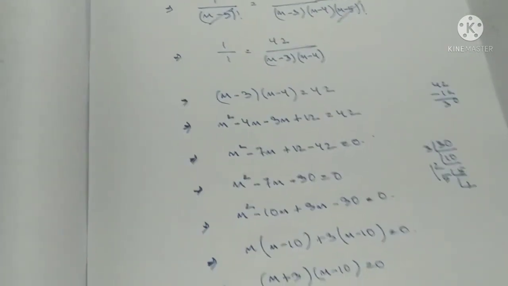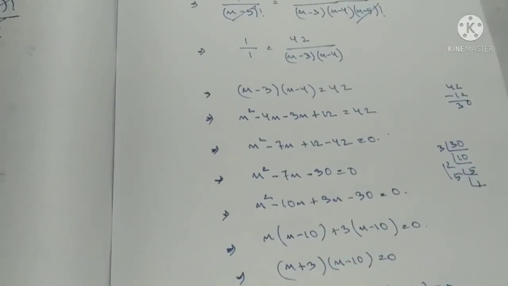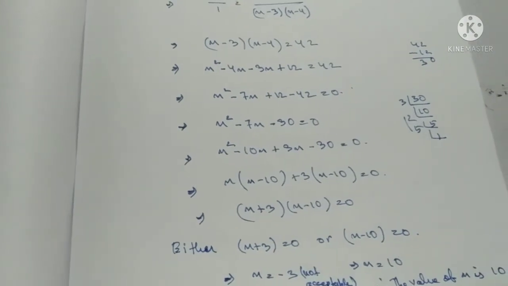Understand? So with this, our permutation and combination exercise 6.2 is over.